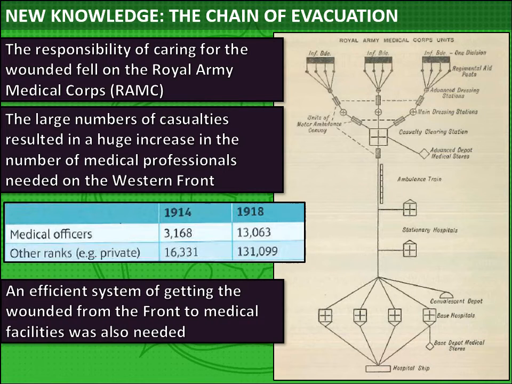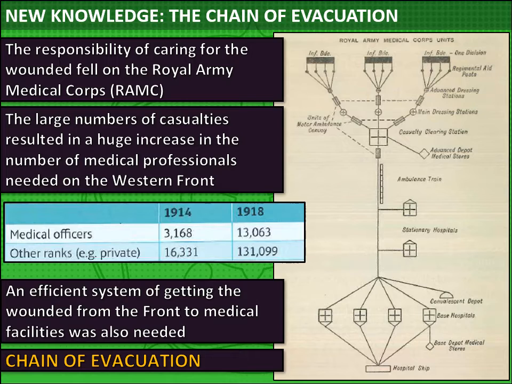At the same time as a huge impact and burden being placed on the Royal Army Medical Corps, we also need, as the British Army, to come up with a system to get injured soldiers from no man's land and the frontline trench to medical facilities. This is what's known as the chain of evacuation, the process of getting injured soldiers from the front to medical facilities.